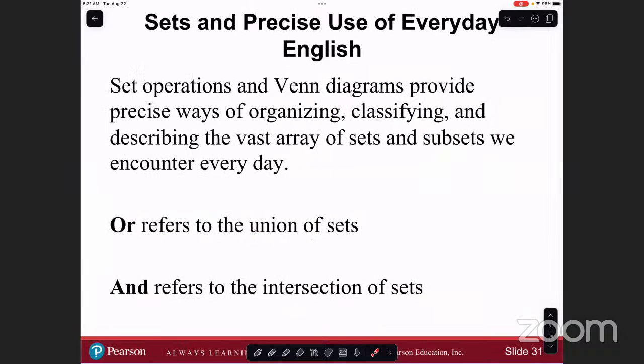So set operations and Venn diagrams provide precise ways of organizing, classifying, and describing the vast array of sets and subsets we encounter every day. Or refers to the union of sets and and refers to the intersection of sets. Right? So, I mean, that's pretty straightforward. Or is union and and is intersection.